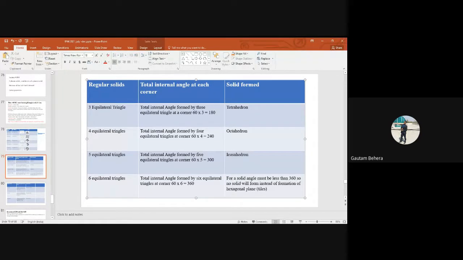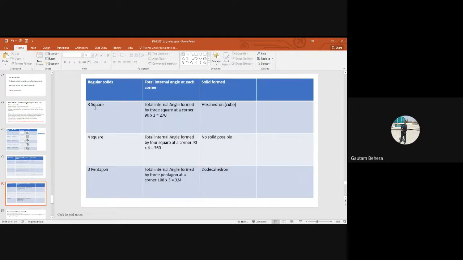Instead, a hexagonal plane will form, right? It will form a hexagon kind of thing. You can draw it by yourself if you want. Take 6 equilateral triangles and meet them at a vertex. You'll find it will be a tile kind of thing, or a plane will be there.